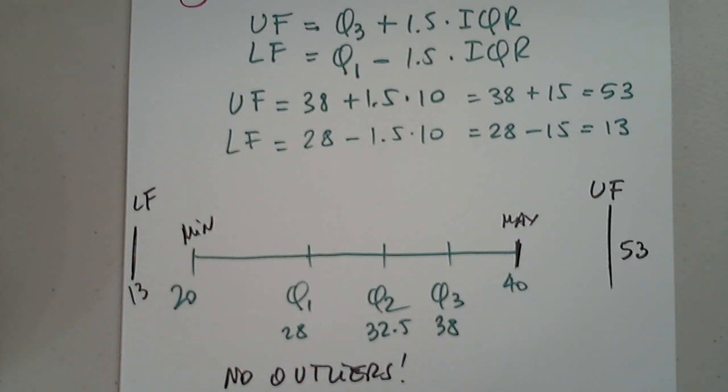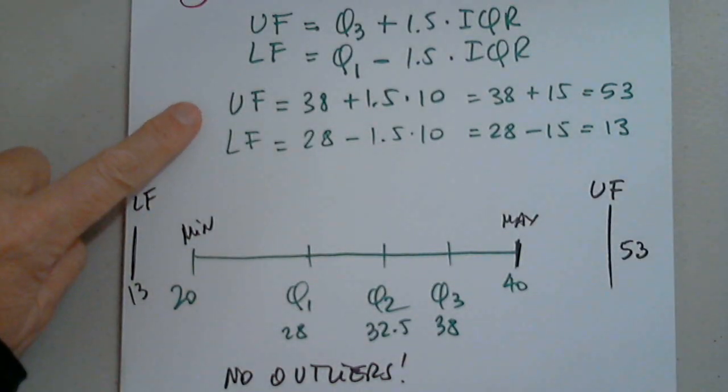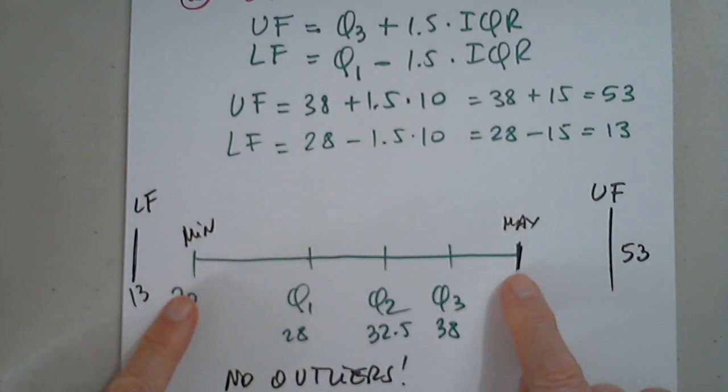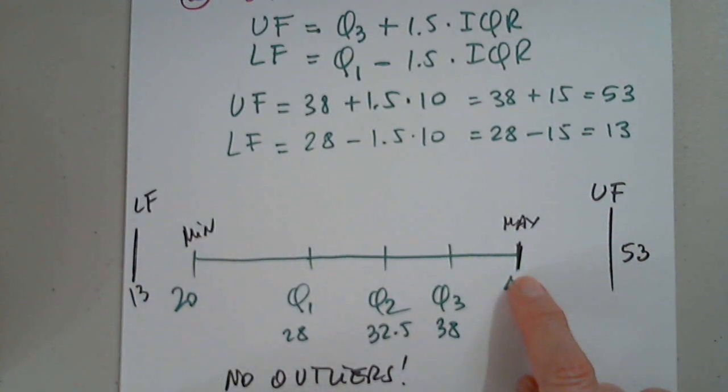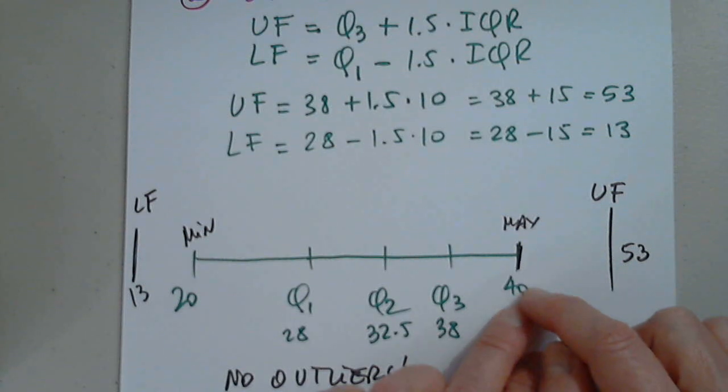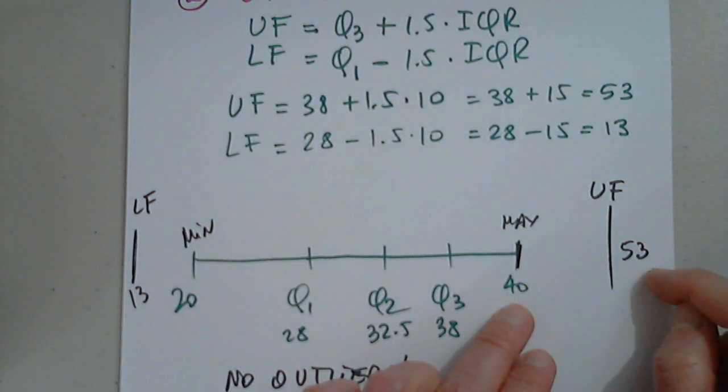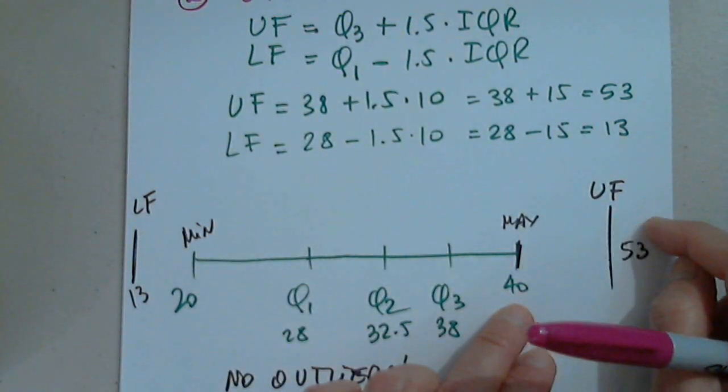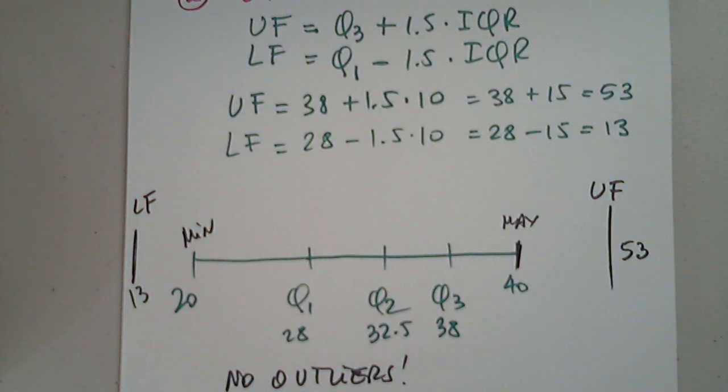Any questions? If one of the limits is in the minimum or maximum, so say if the minimum is like 10, I have an outlier. Okay. If the maximum number is not 40, but 54, then I have an outlier. Okay. We're going to look at an example right now.